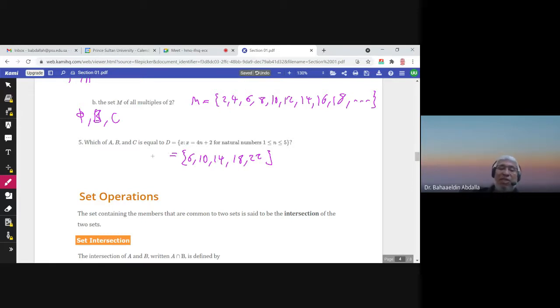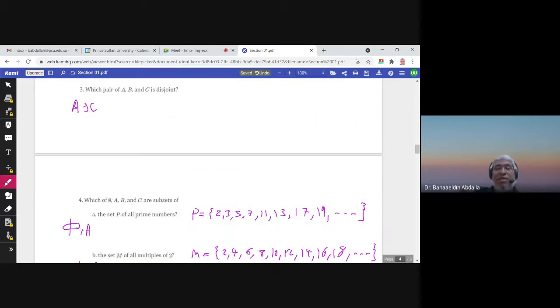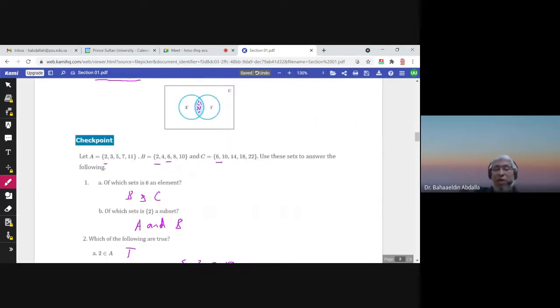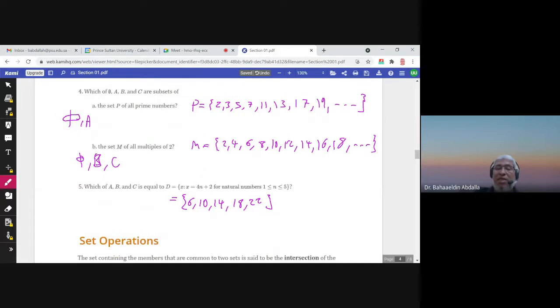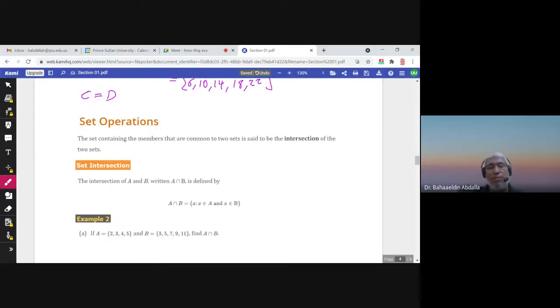Now, what is this set? Is it A, B, or C? 6, 10, 14, 18, 22. This is the set C. So D is equal to C. They are equal because they have the same elements.